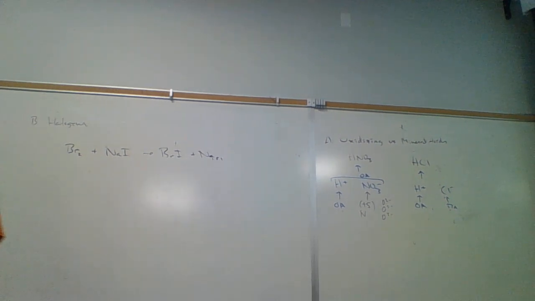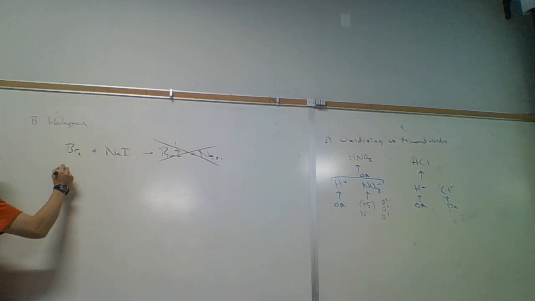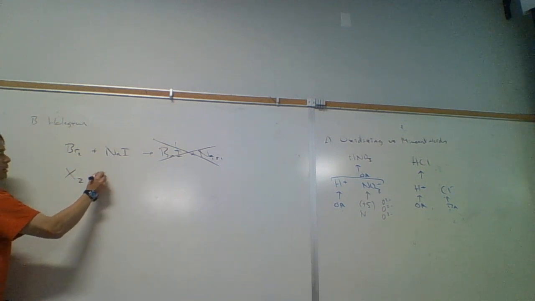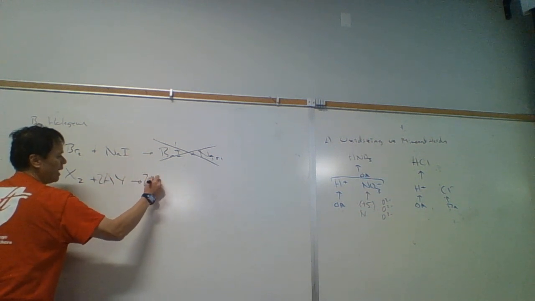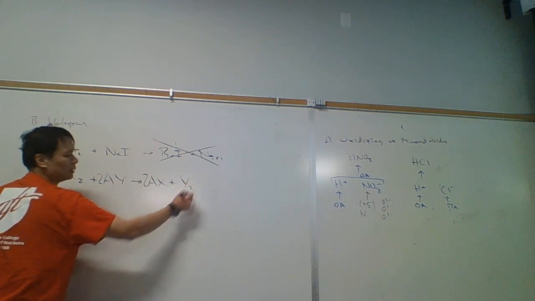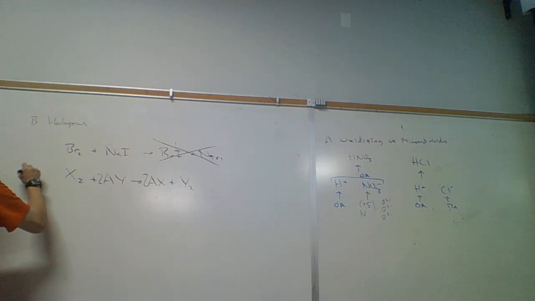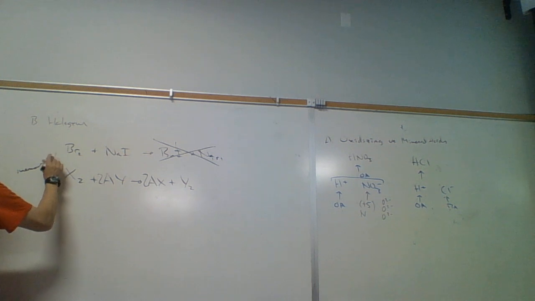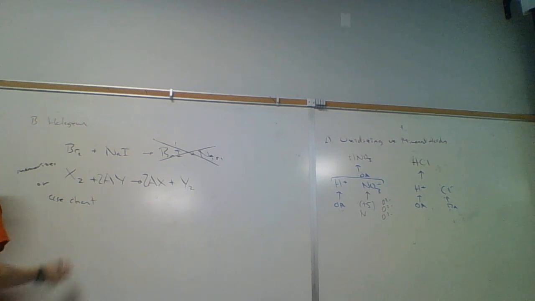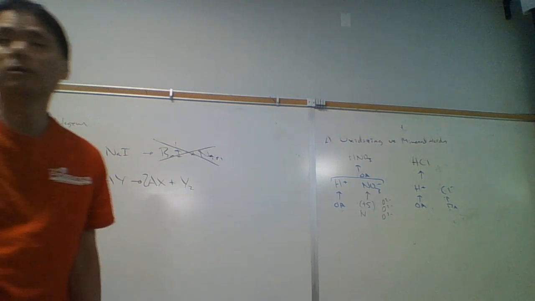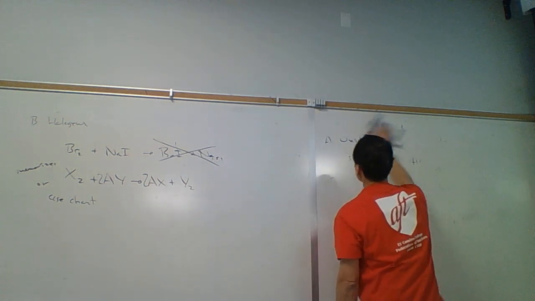So for halogens, we can't use single replacement. This fails. We have to use a different pattern. The pattern we use for halogens is X2 plus 2AY yields 2AX plus Y2. So whenever it's a halogen, the equation for the most part is going to be like that.